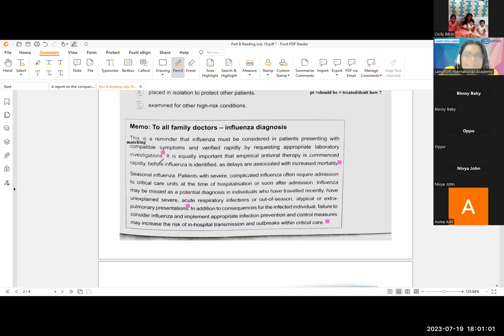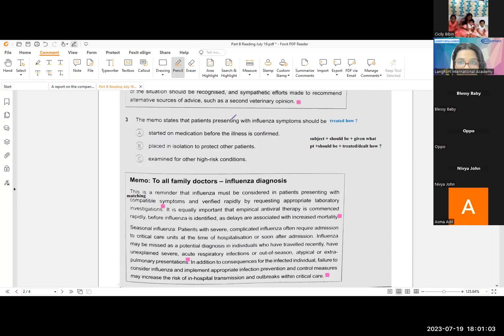Okay, all right, let's have a look at the options. So Bhagya, can you read each option with the question for me, please? Okay, ma'am. The memo states that patients presenting with influenza symptoms should be started on medication before the illness is confirmed. What do you guys think about option A? Can it be the answer? Maybe. Maybe, right? It's mentioned, but let's consider the other options as well.